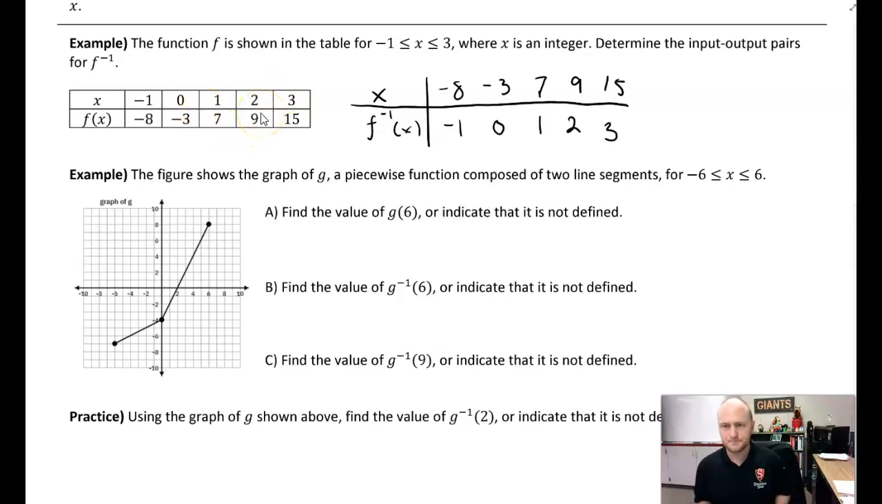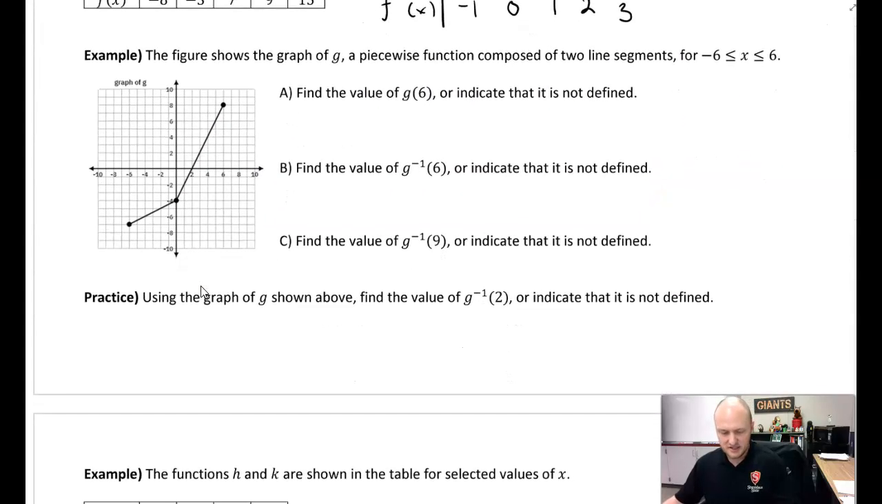Very, very simple. Let's look at an example where we're given a function g composed of 2 line segments, and it's visually represented, and they say find g of 6, or indicate it's not defined. Well, here's g, 6 is my input, here's 6, and g of 6, the output, is equal to 8. So g of 6 equals 8. Not too complicated, it's a straightforward question. Now let's rope in the inverse. Find the value of g inverse of 6.